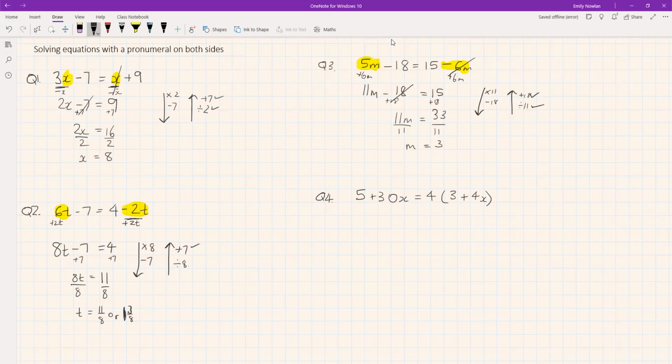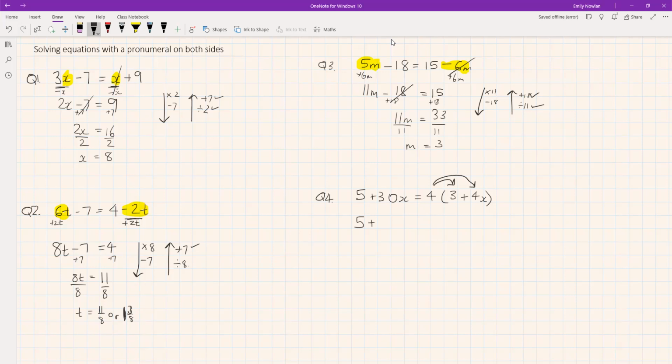Okay, last example I've got here. This one has brackets in it. Now, we've solved equations with brackets before, and what we need to do before we can go solving an equation with brackets is expand the brackets first, even before wondering about where the pronumerals are, whether they're on the same side or not. So let's expand the brackets and solve this equation there.